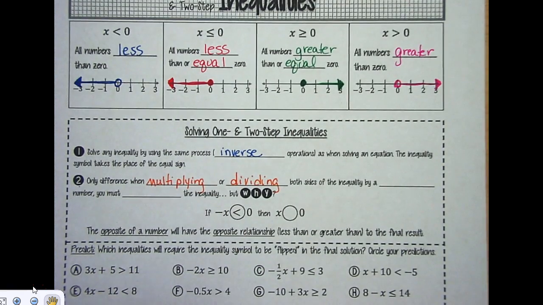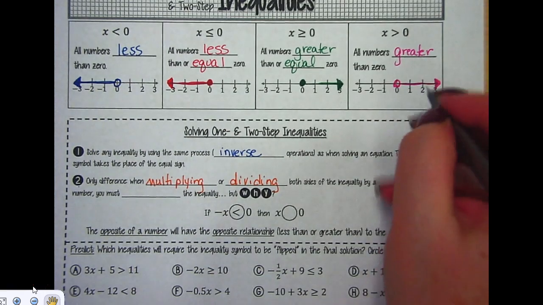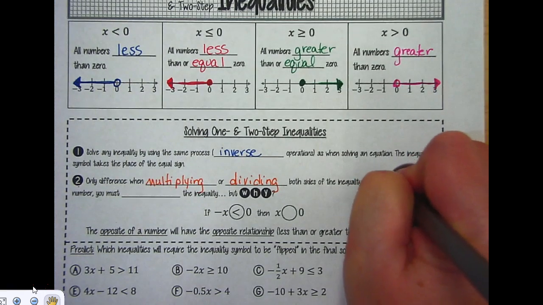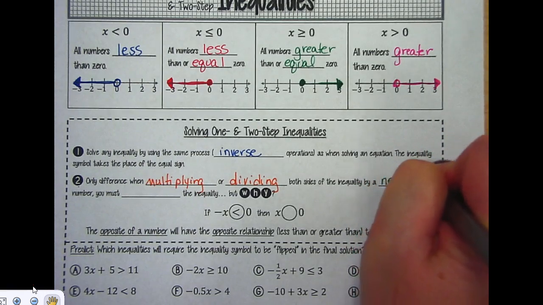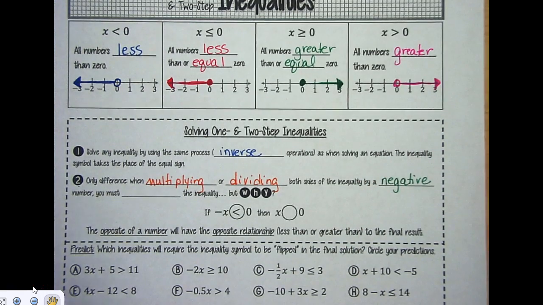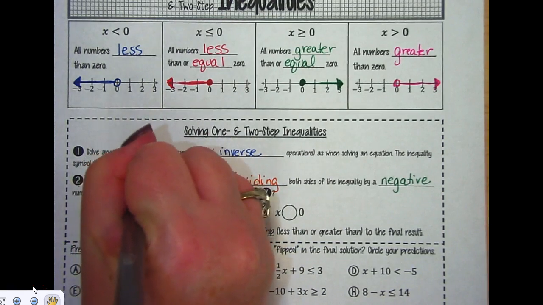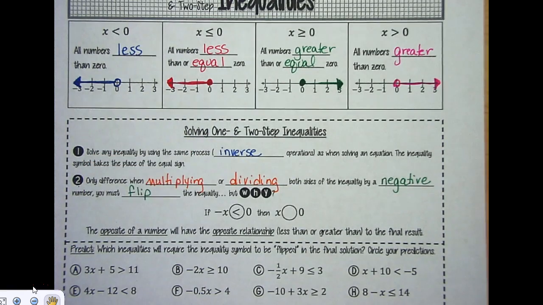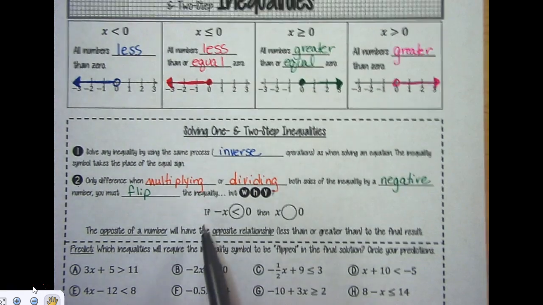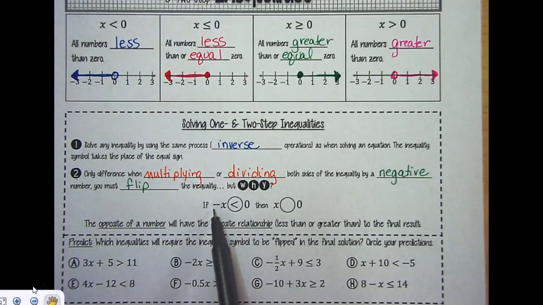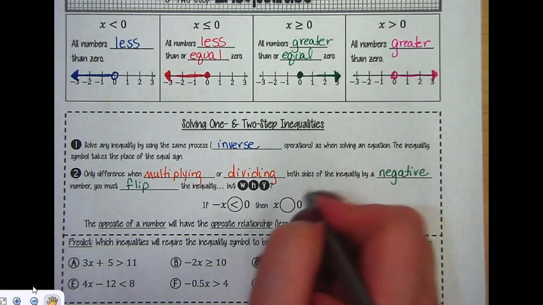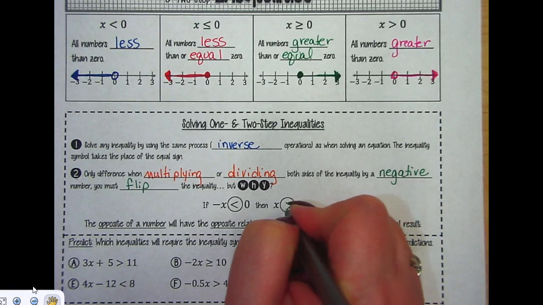Both sides of the inequality by a negative number, you must flip the inequality symbol. You have to flip it. But why? If we take a look here, if negative x is less than 0, then positive x has to be greater than 0.